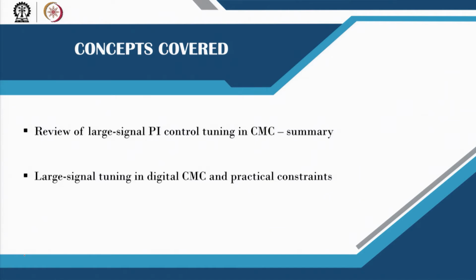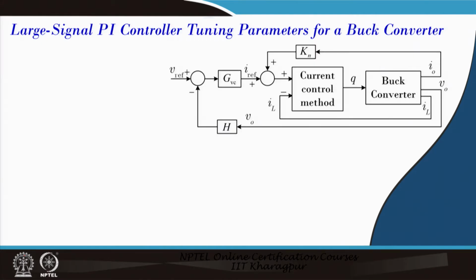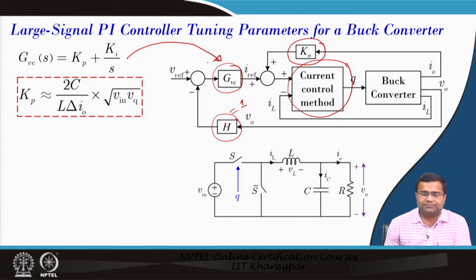Then we will talk about large signal tuning in digital current mode control and practical constants, with Matlab simulation case studies. If we recollect our large signal PI controller tuning in a buck converter, we have used this current mode control architecture and a normalized load feed forward. There is also an outer voltage loop, where we have considered H equal to 1, and the voltage loop is a PI controller in this case.